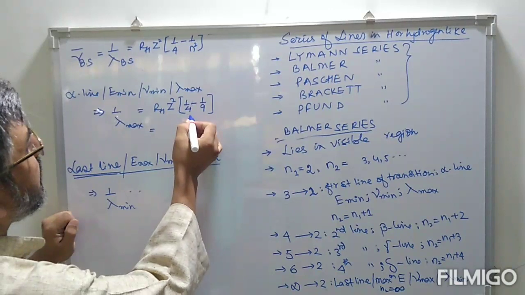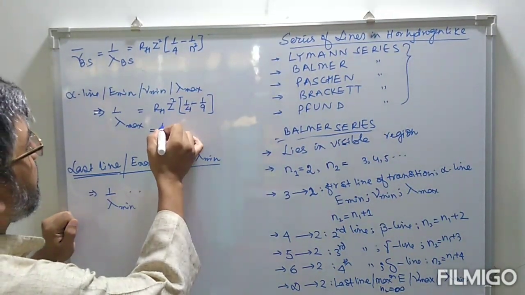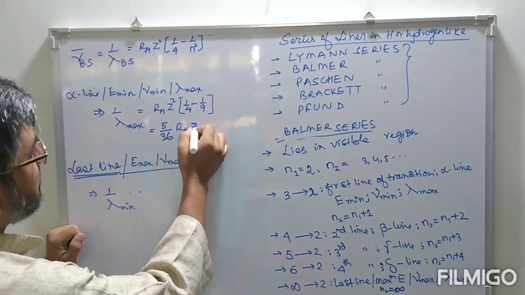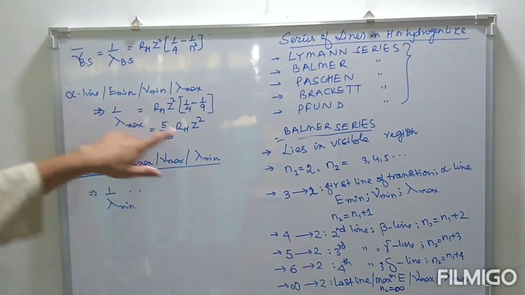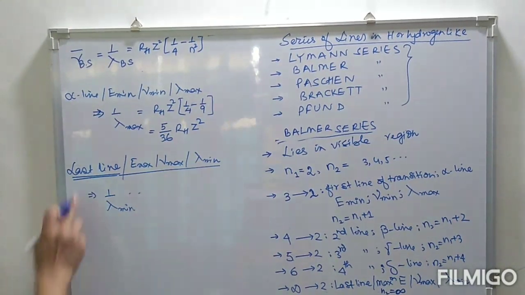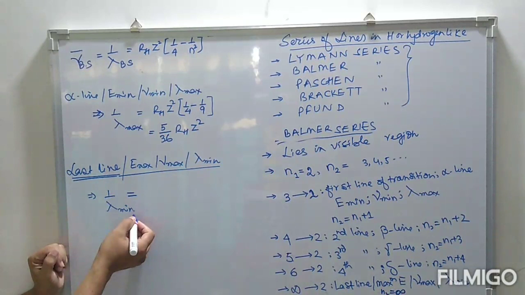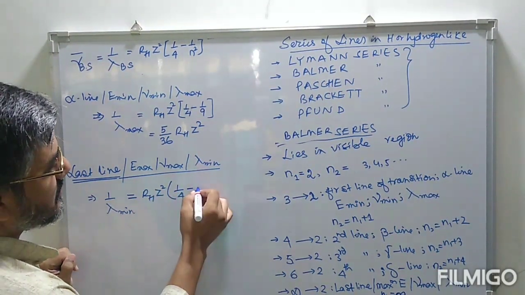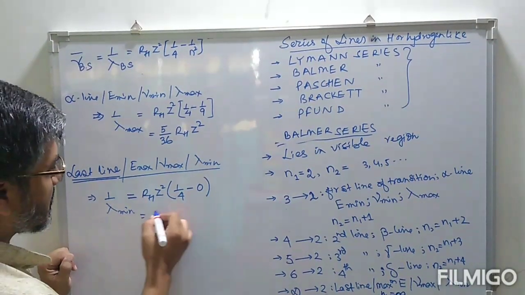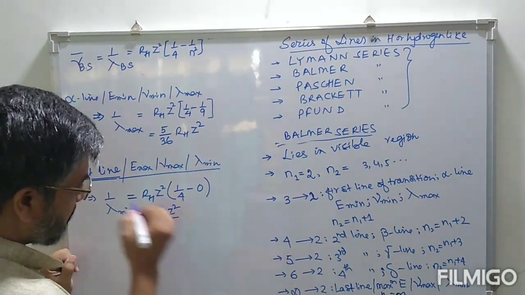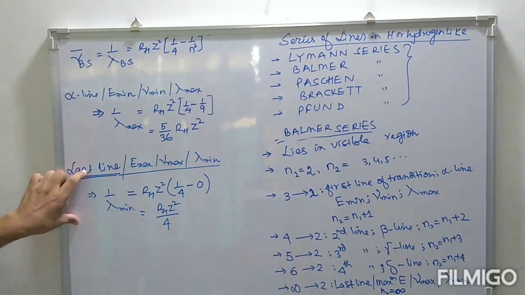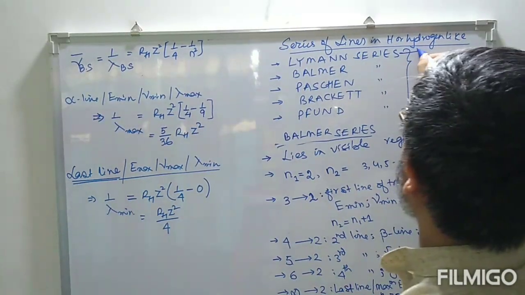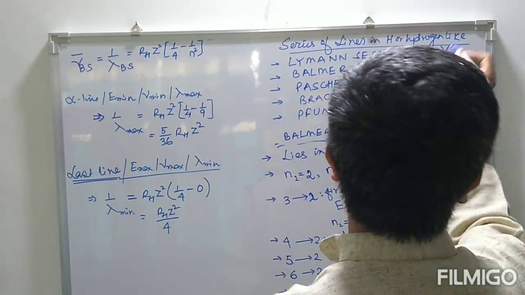So when solving this, it is 5 by 36 RH Z square. So this is the maximum wavelength transition, that is the first line, or minimum energy transition. The last line, that is maximum energy or minimum wavelength, is RH Z square (1 by 4 minus 0), because 1 by infinity is 0, so this is equal to RH Z square by 4. So this is how we use the Rydberg equation to find the values of wavelength or wave number for Balmer series. So the first series, Lyman, was ultraviolet. Second series, Balmer, visible.